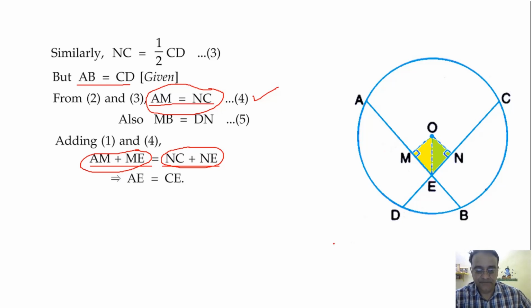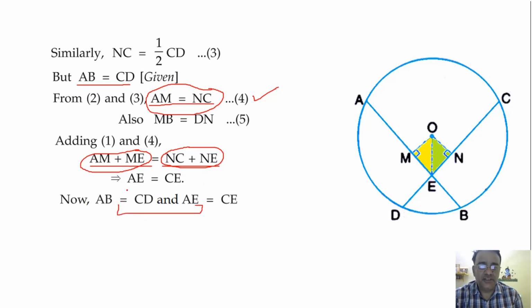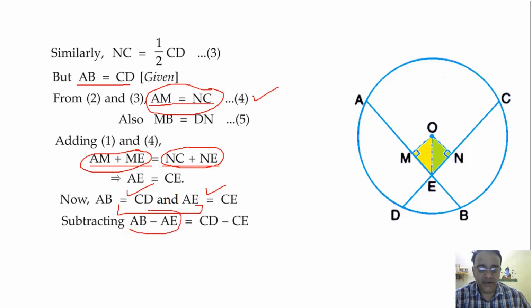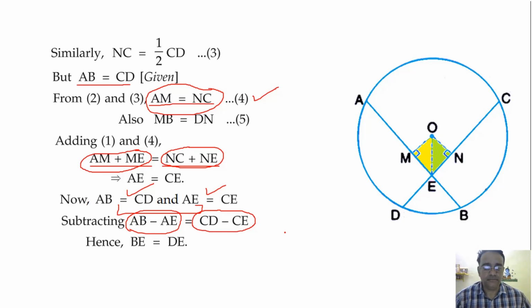First part is over. Now for second part, what we will do? We will take these two. AB is equals to CD, it is given, and we have just proved AE is equals to CE. Now we'll subtract these two. If we subtract these two, we'll get AB minus AE is equals to CD minus CE. What you will get if you subtract these two? BE. Right. What you will get if you subtract these two? DE. Very good. So we'll get BE is equals to DE. So यही proof करना था. Any doubt? No, sir. Okay.